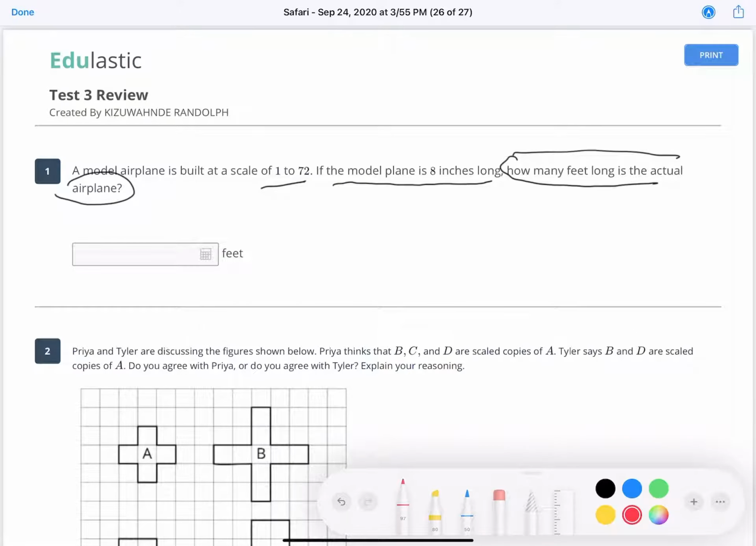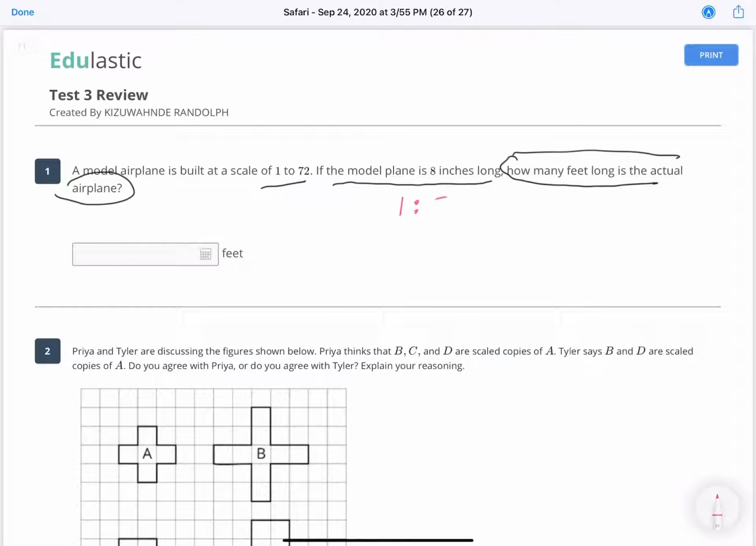We could do 1 to 72, and let this be 8 inches to what? Put a question mark. So what I like to tell my kids is I like to ask them, hey, what can I multiply times 1 to get to 8? Okay? So I would multiply 1 times 8 to get to 8. And whatever you do to one side, you have to do to the other side.